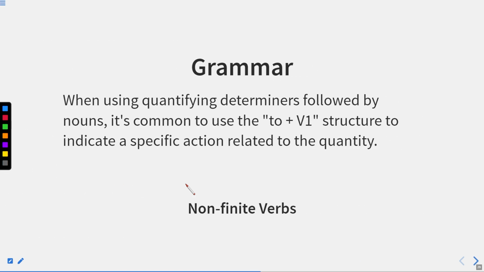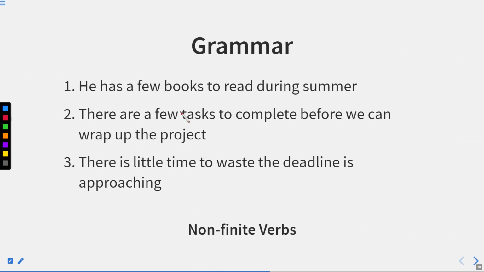When using quantifying determiners followed by nouns, it is common to use the to plus verb 1 structure to indicate a specific action related to quantity. Quantifying determiners refer to the determiners which show numbers or quantity. Now, let us take some examples. He has a few books to read during summer. So, a few is quantifying the number of books, though it is an indefinite quantity.